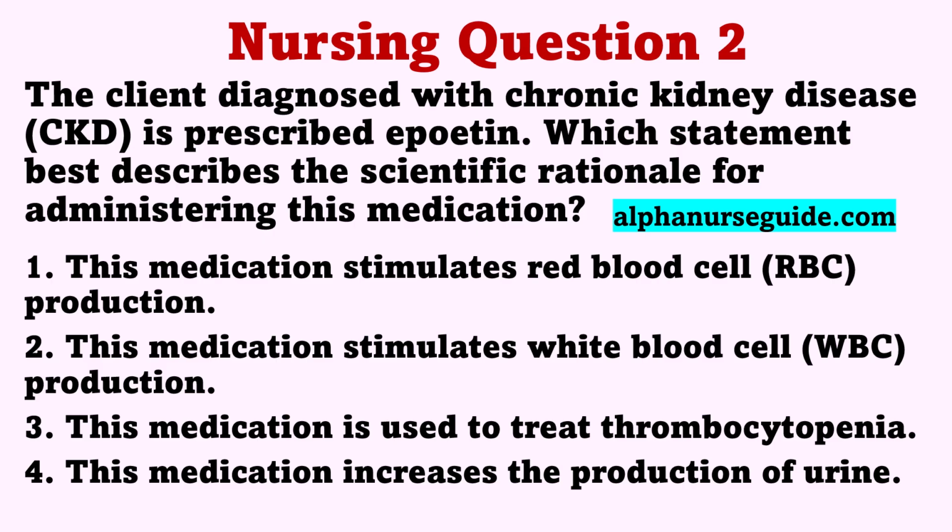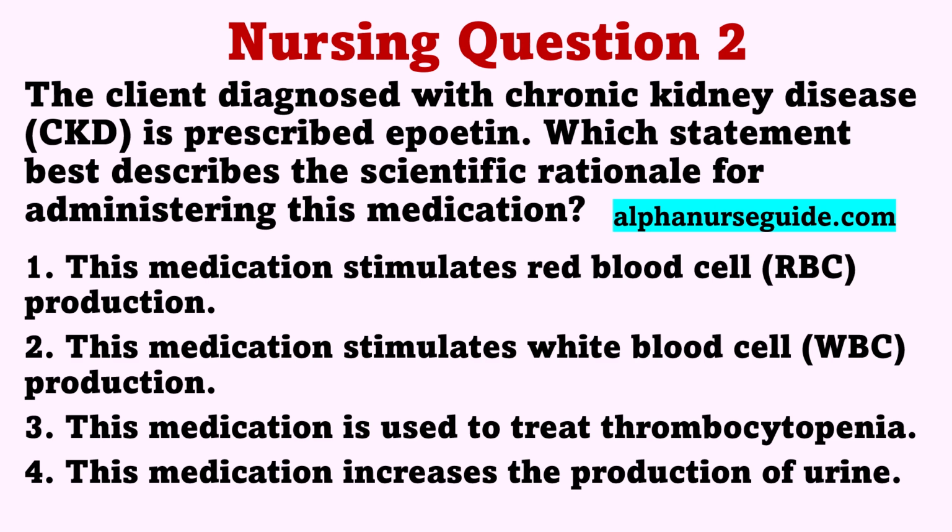The client diagnosed with chronic kidney disease is prescribed epoetin. Which statement best describes the scientific rationale for administering this medication? 1. This medication stimulates red blood cell production. 2. This medication stimulates white blood cell production. 3. This medication is used to treat thrombocytopenia. 4. This medication increases the production of urine.